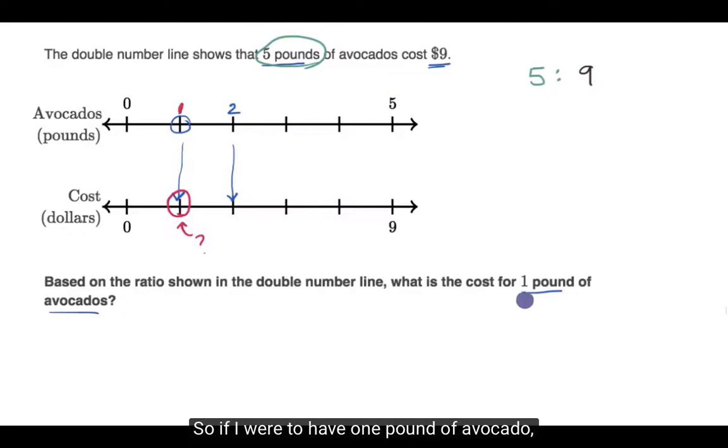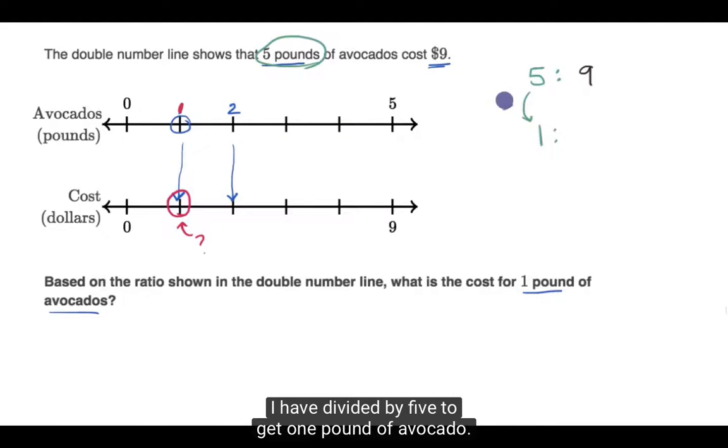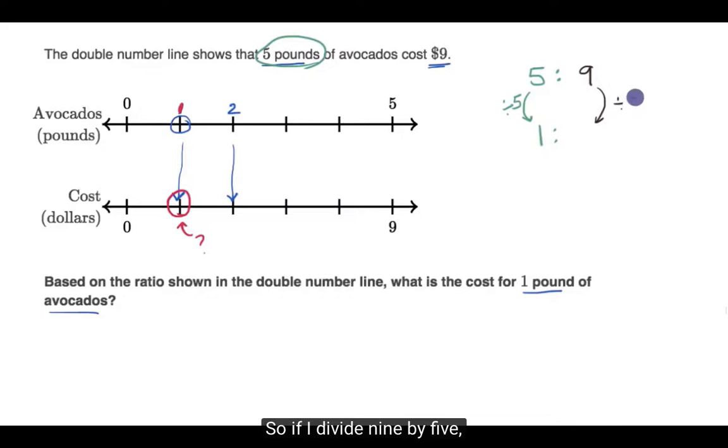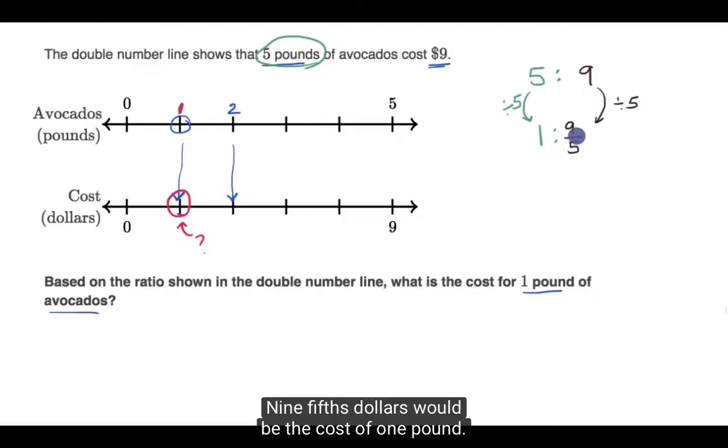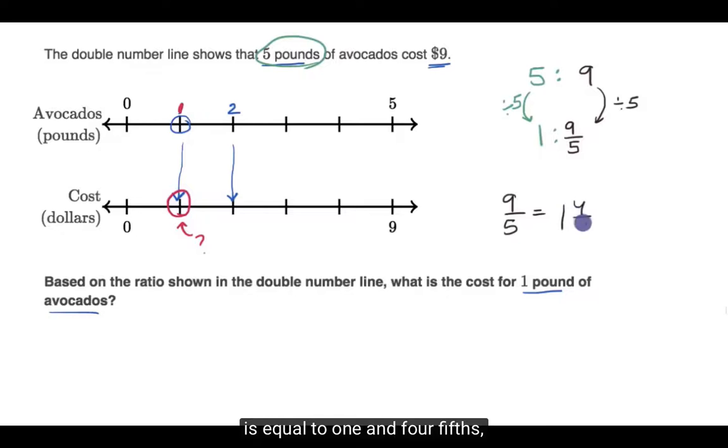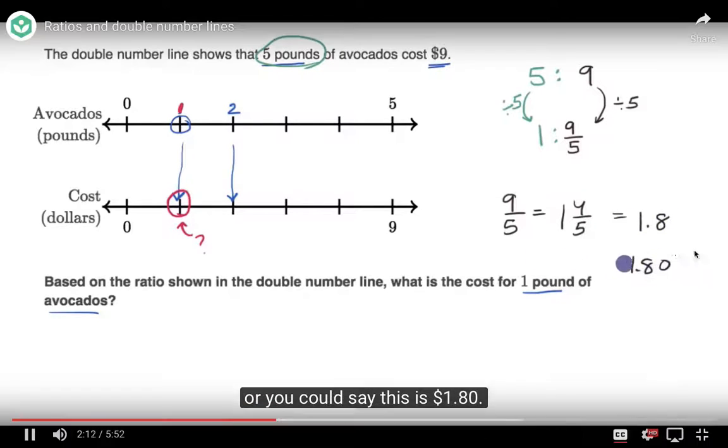So if I were to have 1 pound of avocado, I have divided by 5 to get 1 pound of avocado. I would have to do the same thing for the cost. So if I divide 9 by 5, 9/5 dollars would be the cost of 1 pound. Well, 9/5 isn't always the most natural way to write money. So you could view 9/5 as equal to 1 4/5, which is equal to 1 8/10, which is equal to 1.8, or you could say this is $1.80.